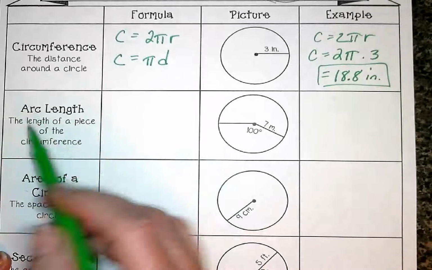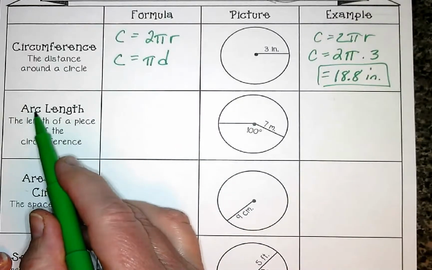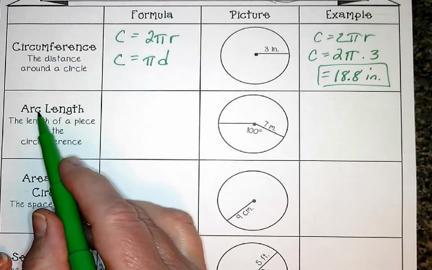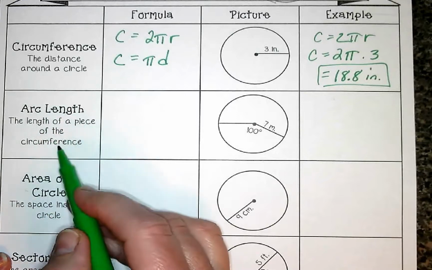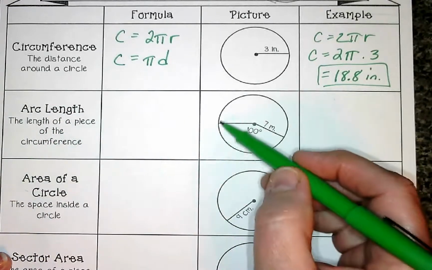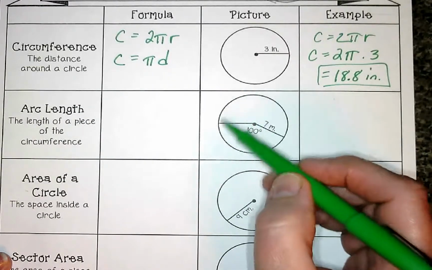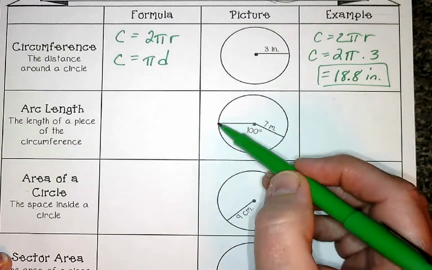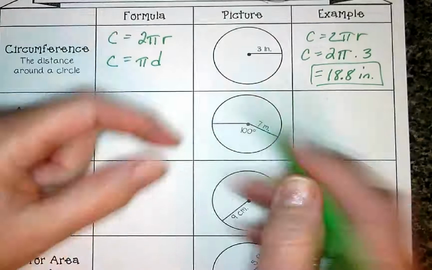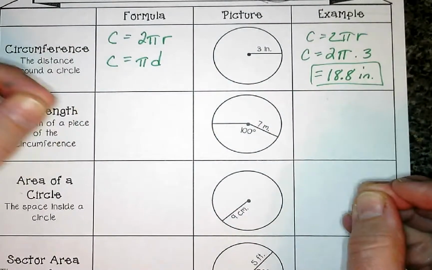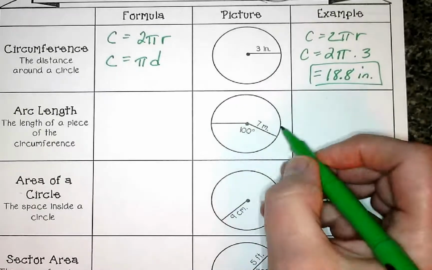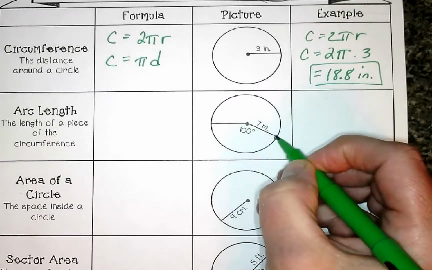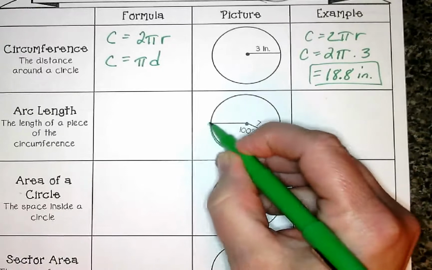Okay, now here's the new term, arc length. You all know what arcs are, and arcs normally are measured in degrees. When we talk about arc length, we're talking about the length of a piece of the circumference. So circumference is the distance around. Like if I had a string and I made a circle, I could take that string and straighten it out and find how long it is. That's called the circumference. An arc length is how far it is from here to here.